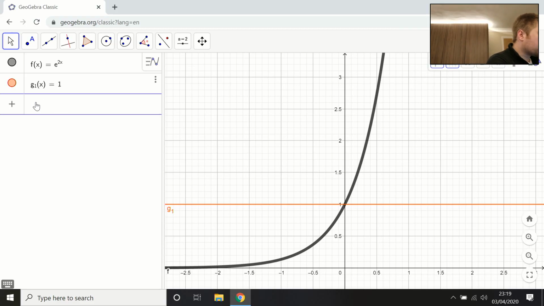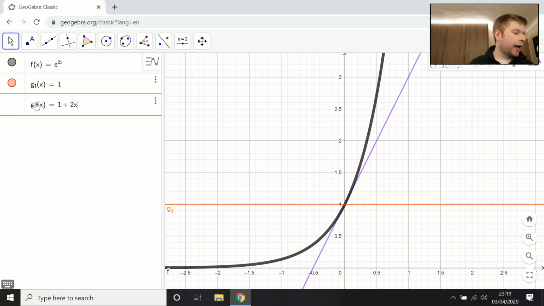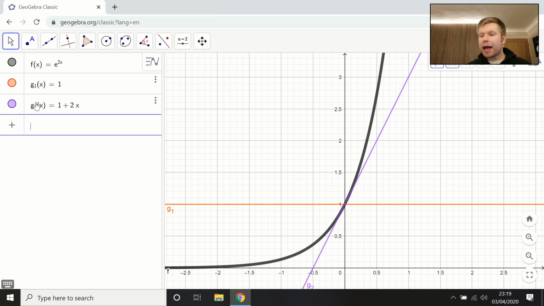So therefore, the next approximation of my function, g2 of x, is going to be equal to 1, and I now know that C1 is going to be equal to 2, and that's going to be times x. So this looks slightly better. The one in purple looks like a slightly better approximation of my function than my red line did. But what if I want to do even better?